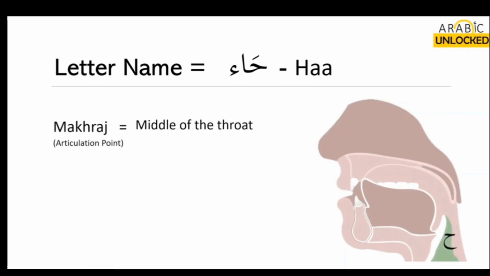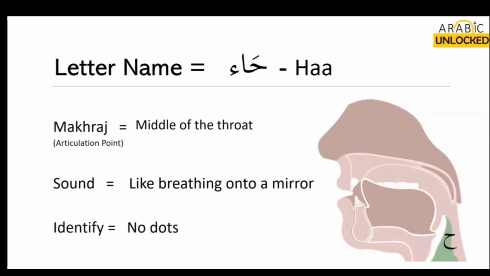The letter Ha is pronounced from the middle of the throat. The sound that the Ha makes is similar to the sound that we make if we were to breathe onto a mirror or onto glass. So if there was glass in front of our mouth and we were breathing onto it to make some steam or to make some fog, then we would make a Ha sound in order to do so. And the sound is exactly the same as the sound we make when we say Ha. We identify Ha and distinguish it from the other letters in its family because it has no dots.